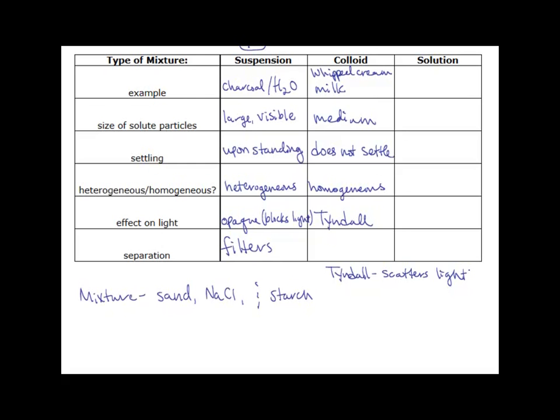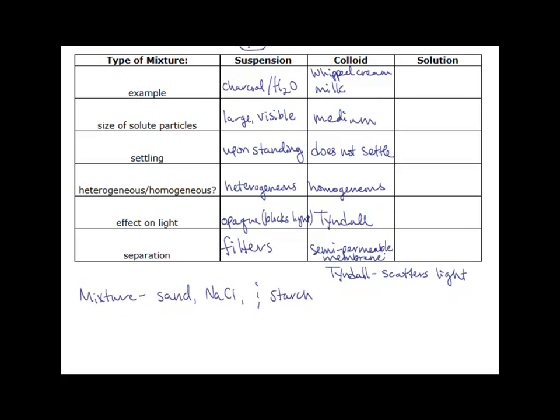Colloids can be separated using a semi-permeable membrane. So a semi-permeable membrane, remember we used that in lab. That was the dialysis tubing. So your cell is an example of a semi-permeable membrane. Contact lenses. So a semi-permeable membrane allows some particles to go through. Small particles can be transferred back and forth across this membrane, but large particles are trapped.